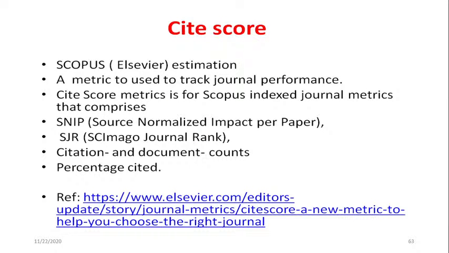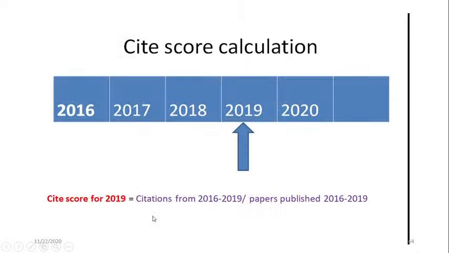So again I come to CiteScore. CiteScore is governed by Elsevier. This I already discussed. So impact factor is Web of Science. Scopus is Elsevier. This metric is used to track journal performance. This is equivalent to impact factor. Already I said. Okay. In Web of Science it is called impact factor. In Scopus it is called CiteScore. Okay. So SNIP, SJR, citations per document, percentage cited, these are all available. I already explained all this information in the Scopus database, so I need not repeat. If anyone wants to know how the CiteScore calculation is done, just click this reference and you will get it.